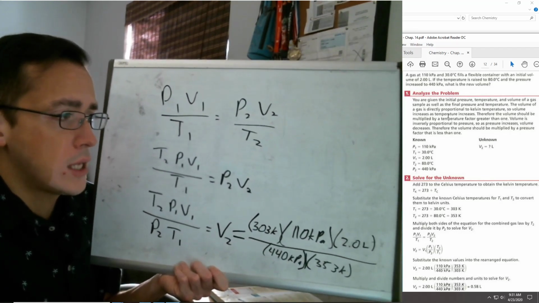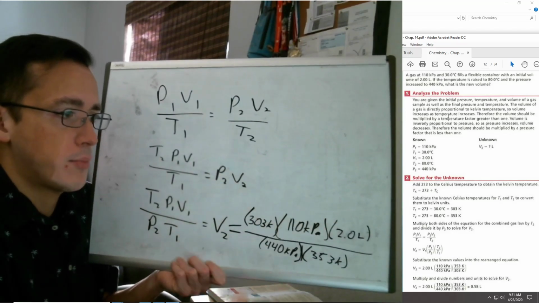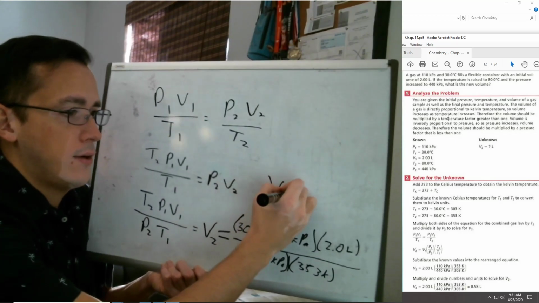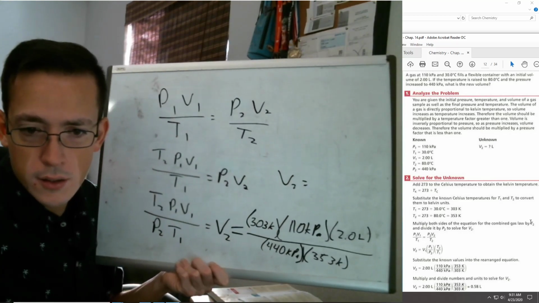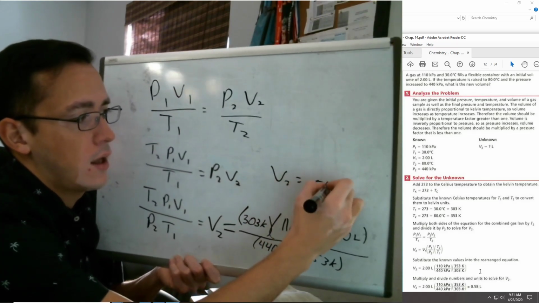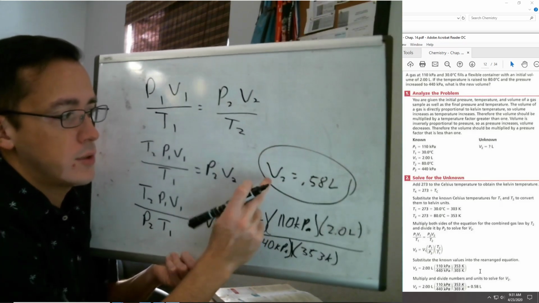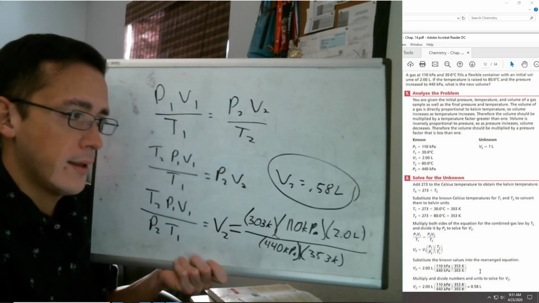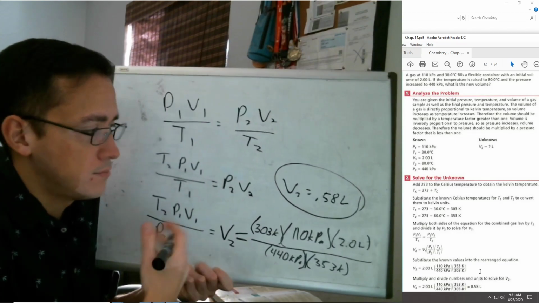All right, so let your calculator do the work. Multiply everything on the top, divided by everything on the bottom. And we get an answer that is right there, 0.58. And we know it's liters because we're talking about volume, so the answer should be in liters in this case. And that's the example of a combined gas law.